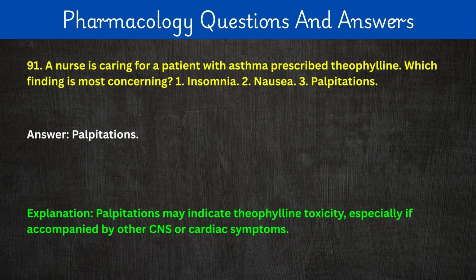91. A nurse is caring for a patient with asthma prescribed theophylline. Which finding is most concerning? 1. Insomnia. 2. Nausea. 3. Palpitations. Answer. Palpitations. Explanation. Palpitations may indicate theophylline toxicity, especially if accompanied by other CNS or cardiac symptoms.